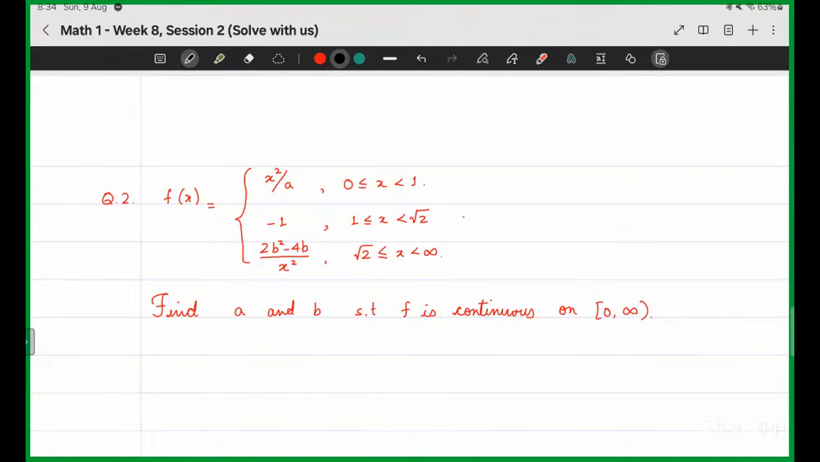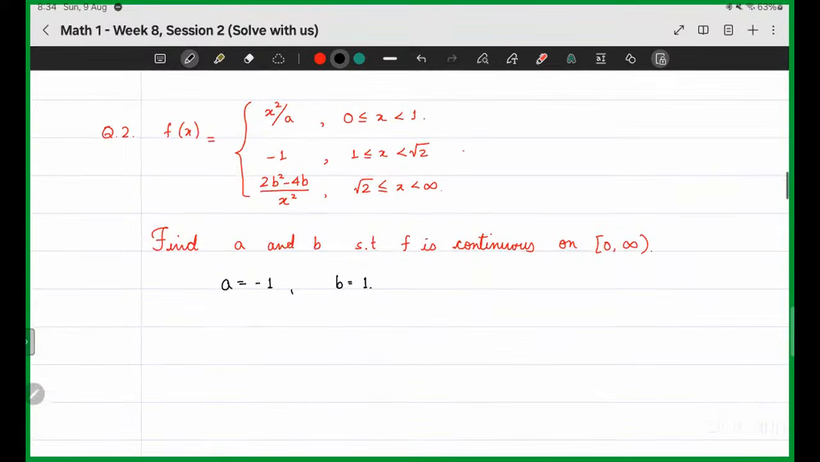Answers? A equals minus 1, B equals 1. Once again, this is straightforward, right? Is there anyone who hasn't got this answer or is not sure on how to proceed? Sir, I don't know, sir. Okay. Let's go through the solution.